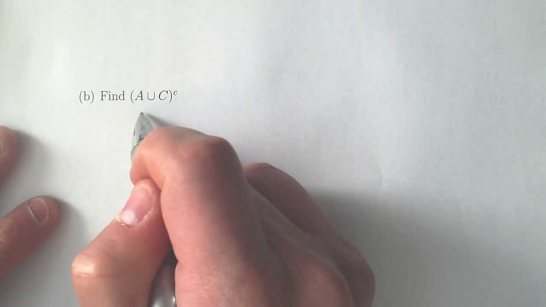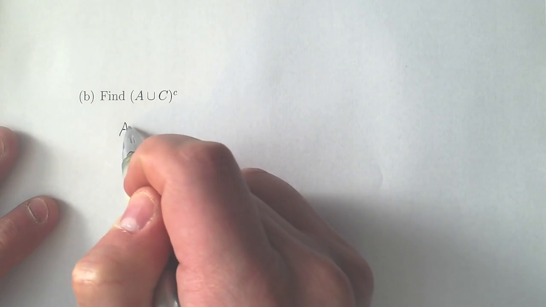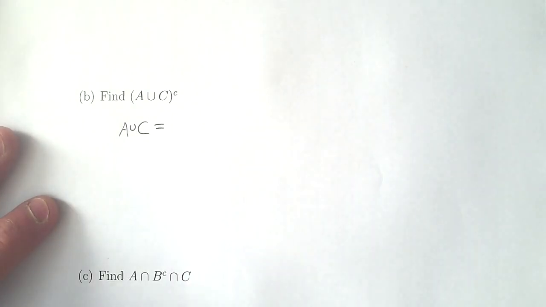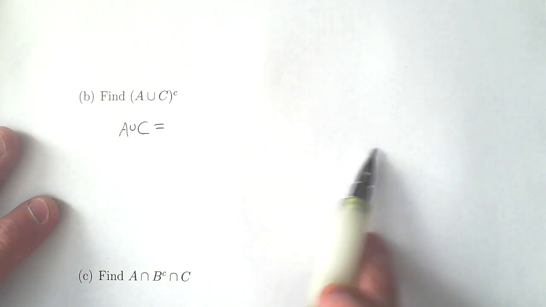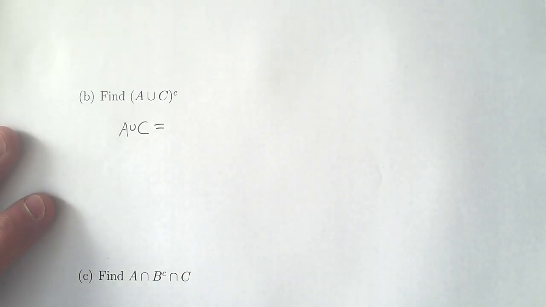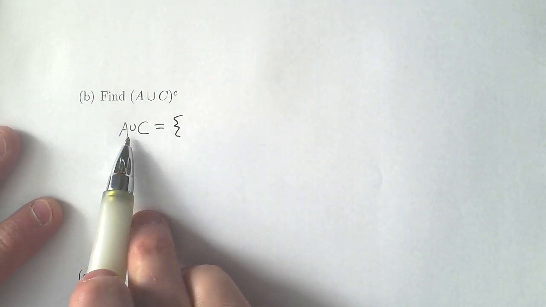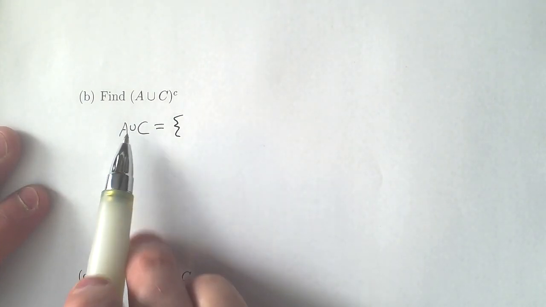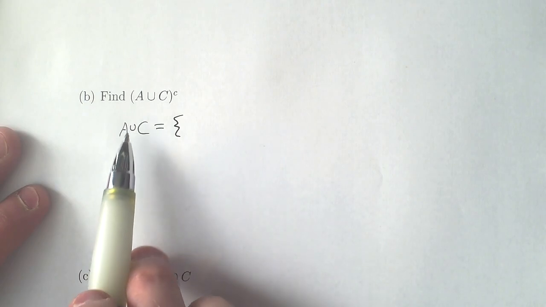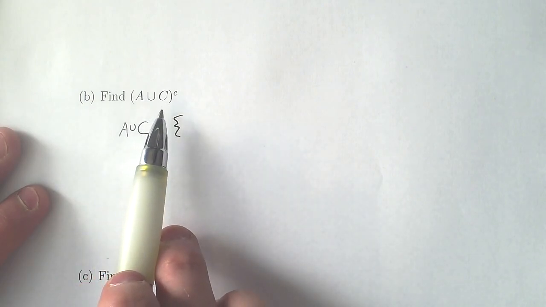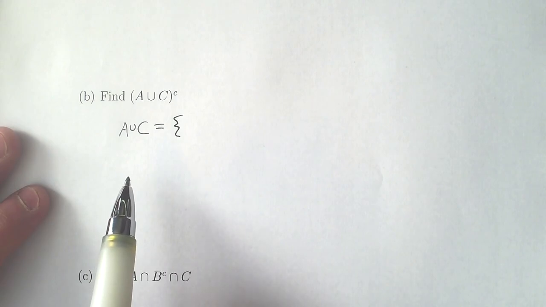In fact, if you want, you could just find this by itself as a step. Maybe I'll do this on its own line, and then I'll find the final thing after it. So this is the union, right? Union means we want to take any element that is in A or C, or both.